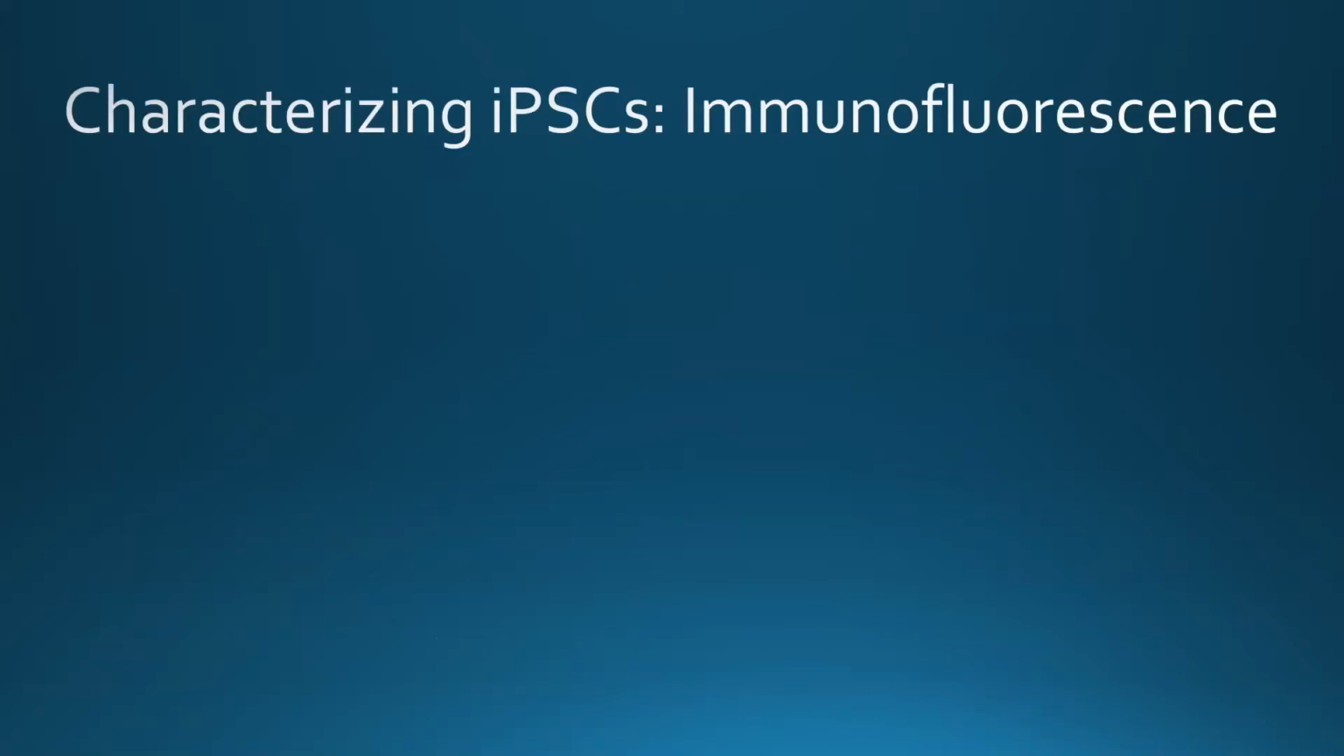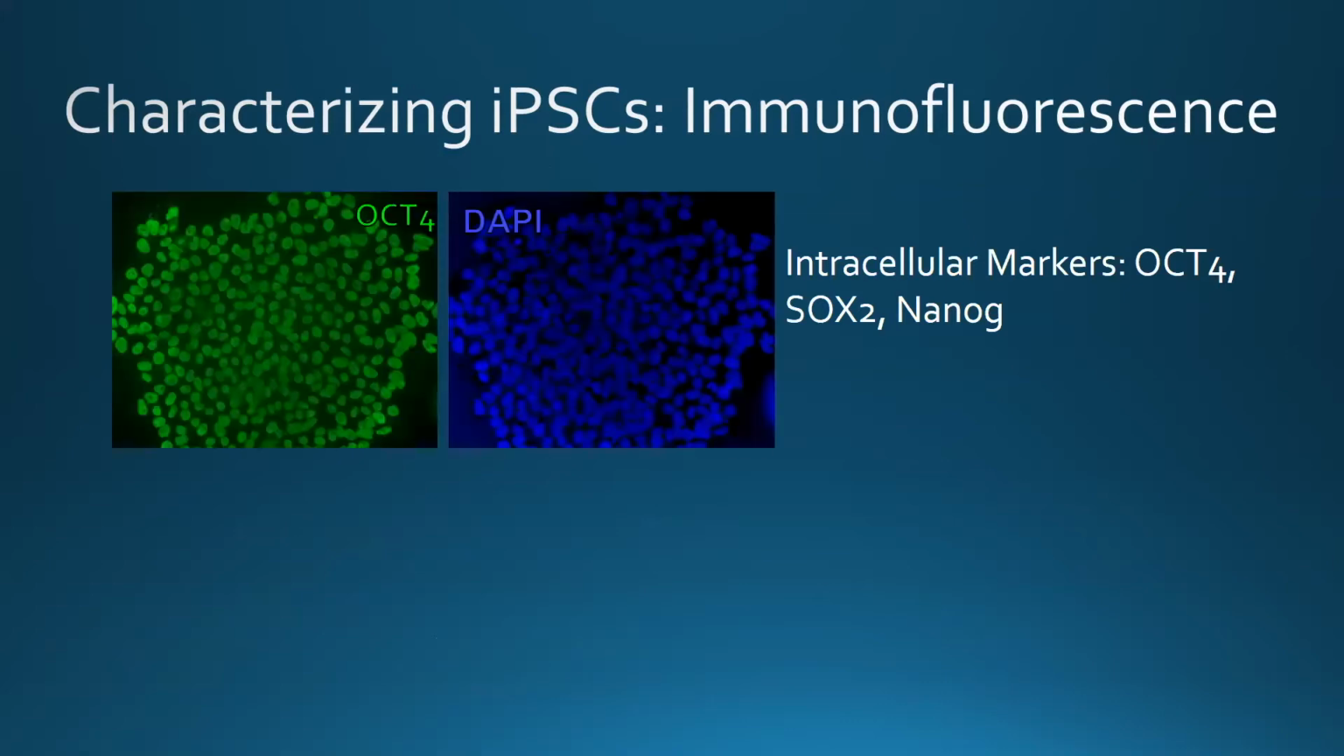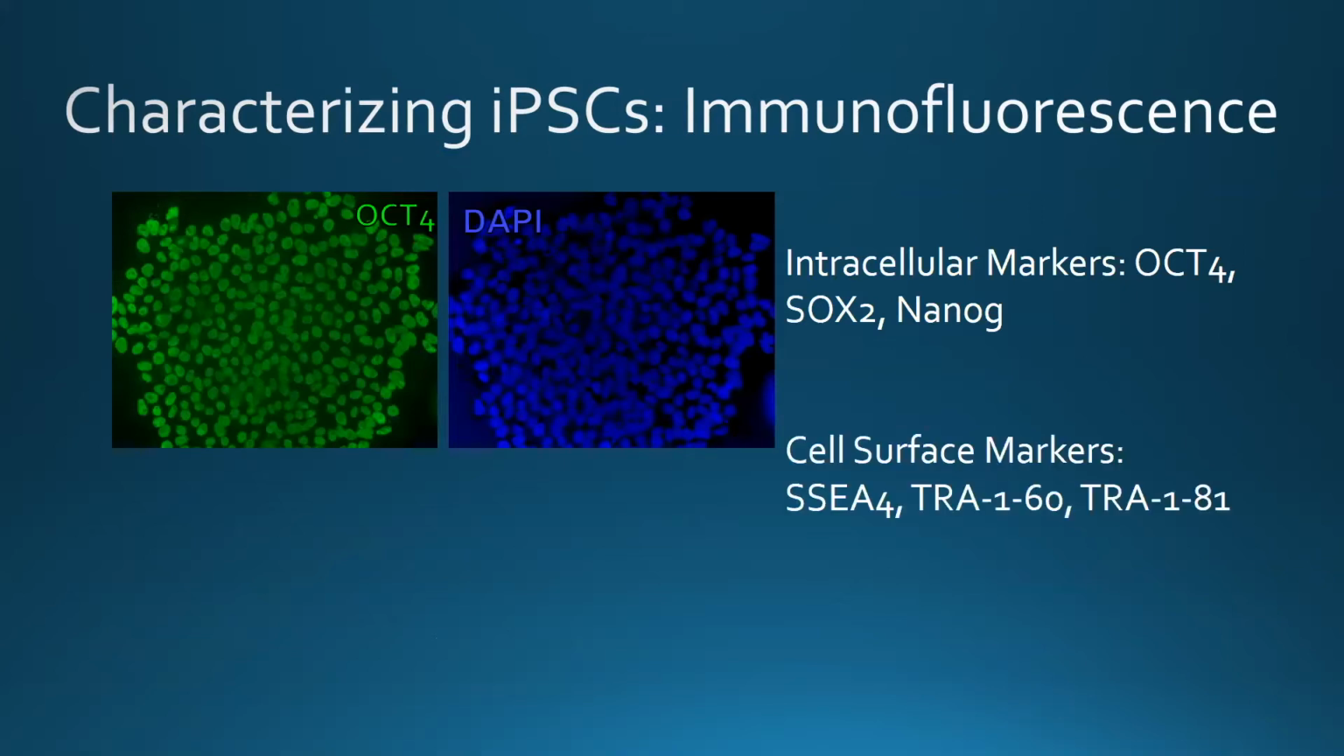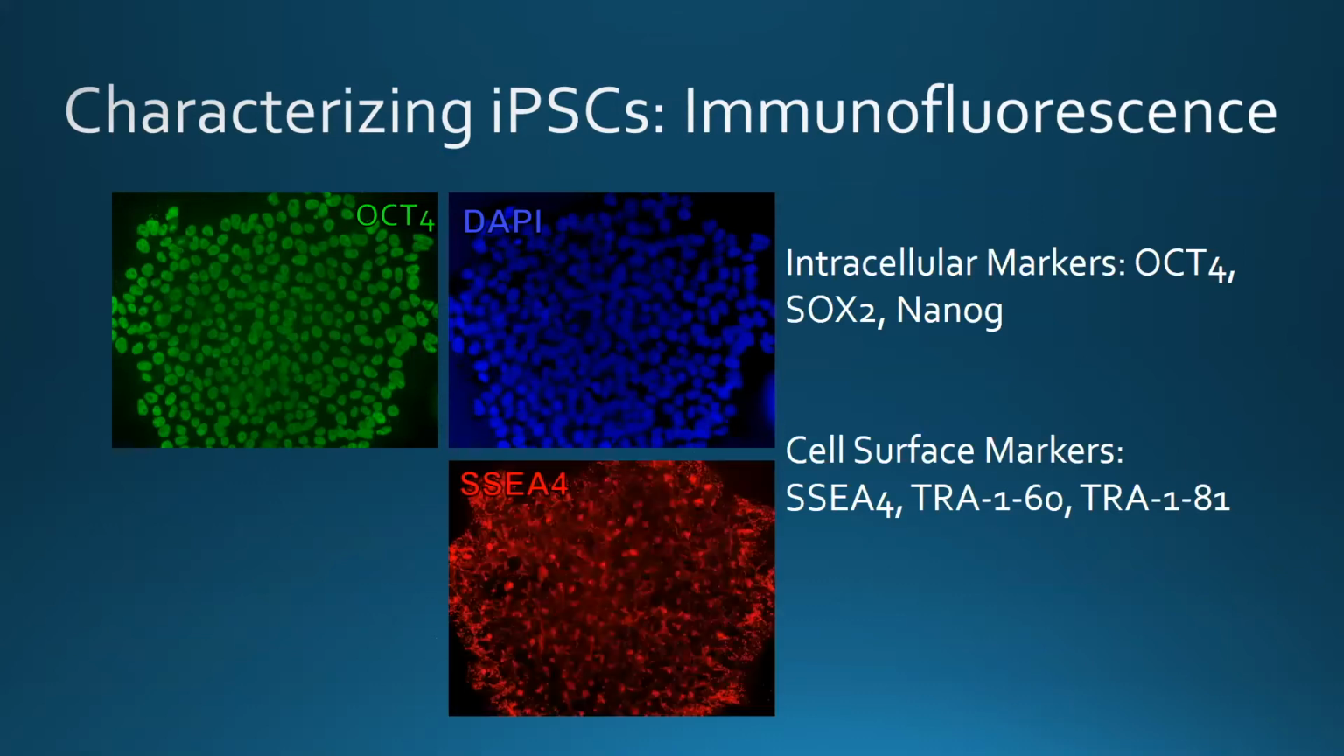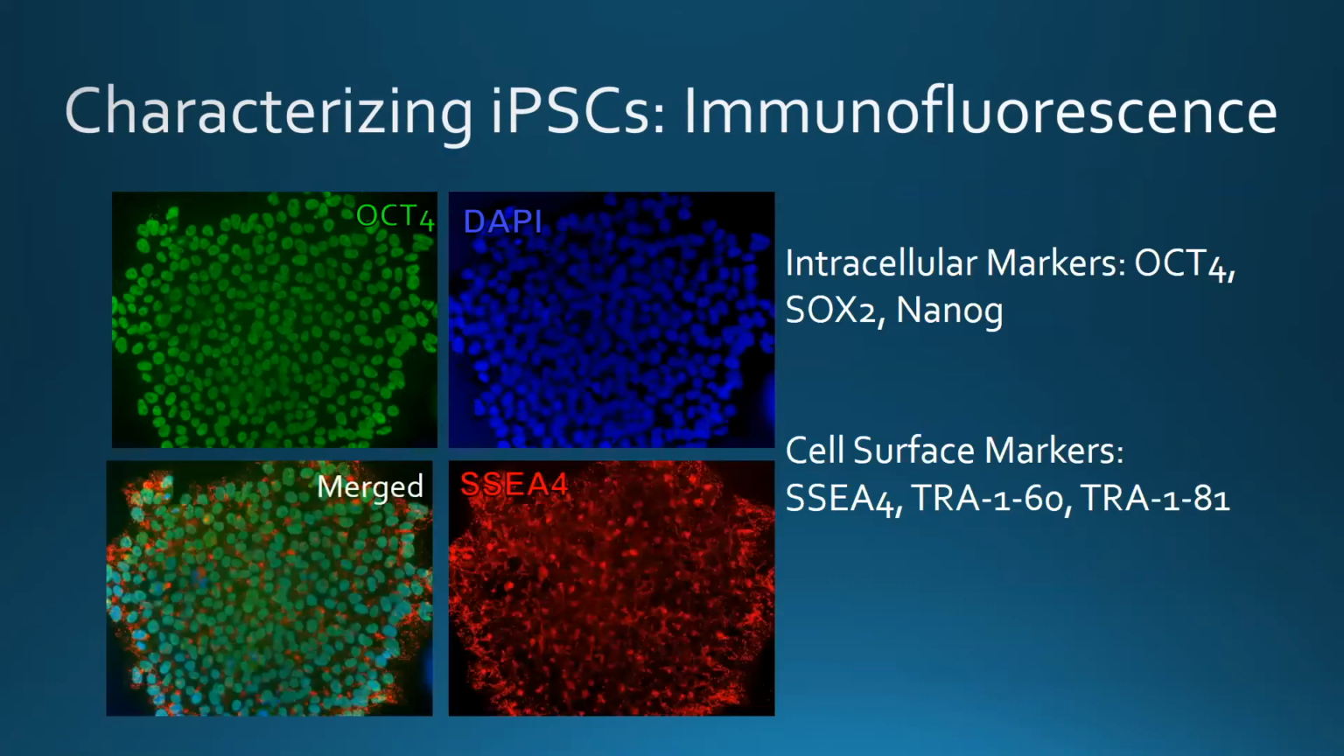This is a two-part process. We do one by immunofluorescence. The cells are fixed and stained for intracellular markers OCT4, SOX2, and NANOG, and cell surface markers SSEA4, TRA-1-60, and TRA-1-81. These images are then given back to the user for publication purposes or for future grants.